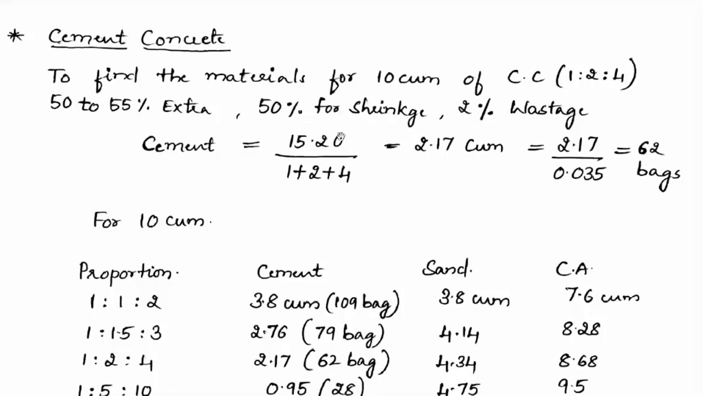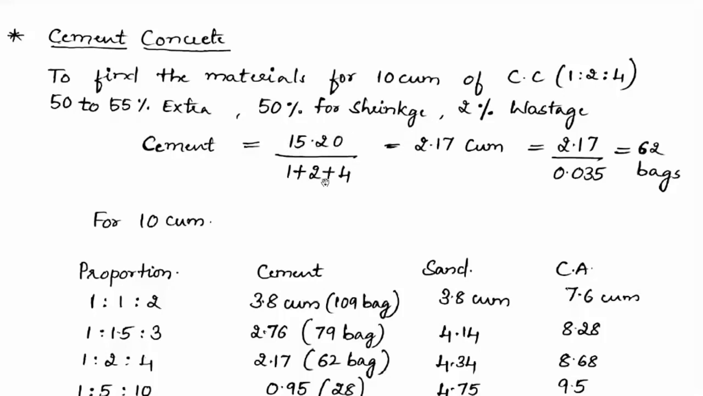Once again I'll repeat how you got this 15.2. 10 cubic meters is required. I have to increase this for shrinkage as well as wastage. So we multiply by 52% extra, that is, by 1.52. 1 is nothing but 100%, that means the 10 cubic meter volume required. 0.52 is nothing but 52% extra. So 10 multiplied by 1.52 gives 15.2. Therefore, this much dry volume of concrete has to be prepared.